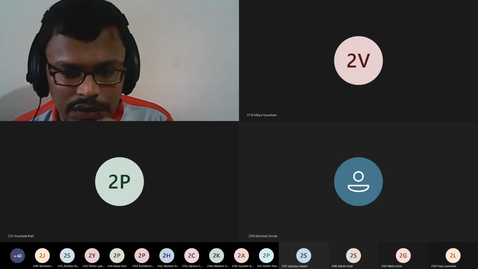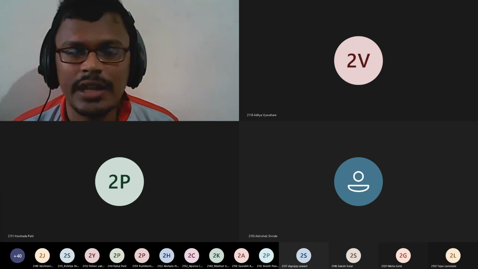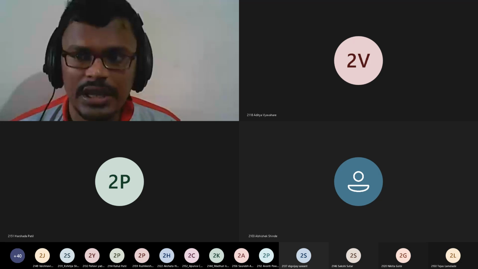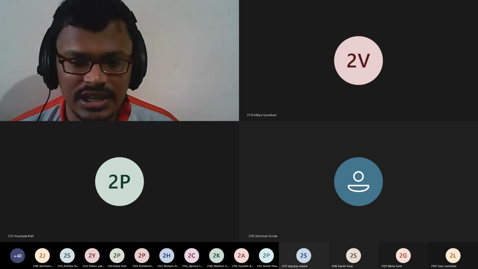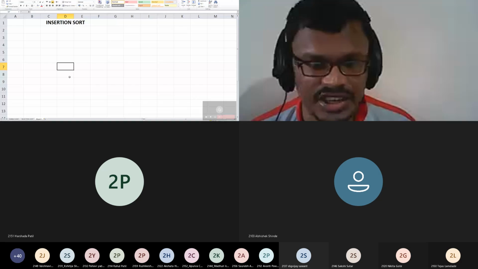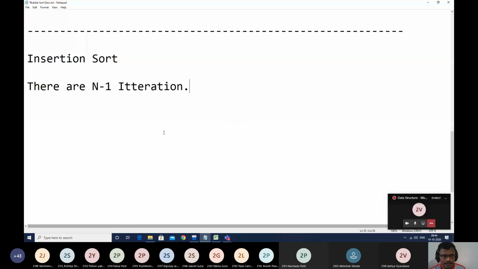Is the philosophy understood? So insertion sort, as I told you, works in n minus 1 iterations. I'll go back to my screen sharing now, with the philosophy statement. There are n minus 1 iterations.